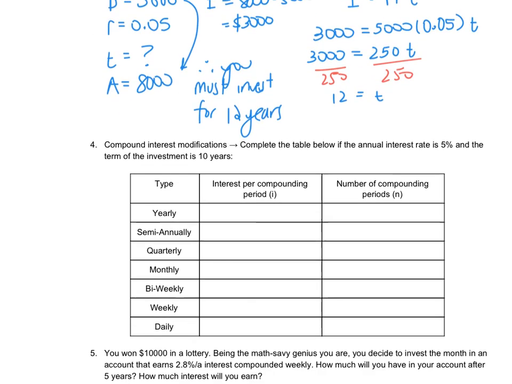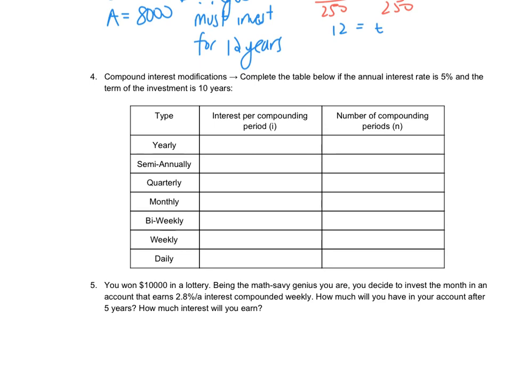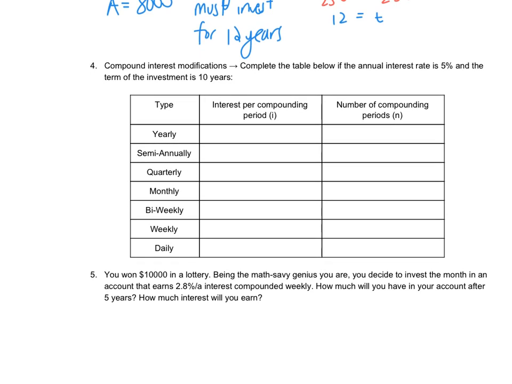Now, let's move on to compound interest. And before we do that, we're going to look at those compound interest modifications. So we're going to complete the table below. If the annual interest rate is 5% and the investment is for 10 years. So if it's 5% and we're dealing with yearly, then you're going to get 0.05 for your I. And the number of compounding periods, if it's yearly, is 10 because once a year.